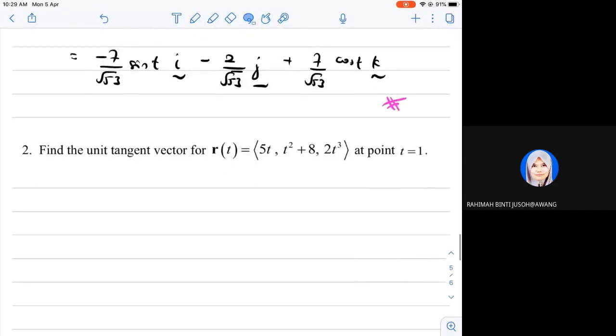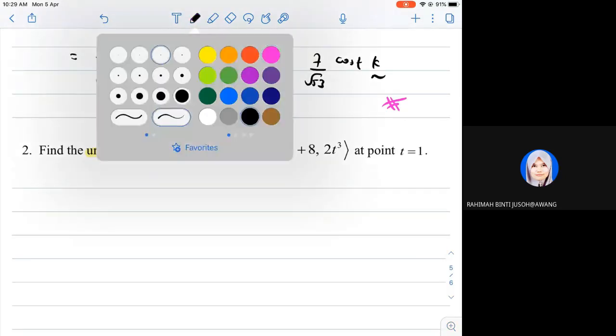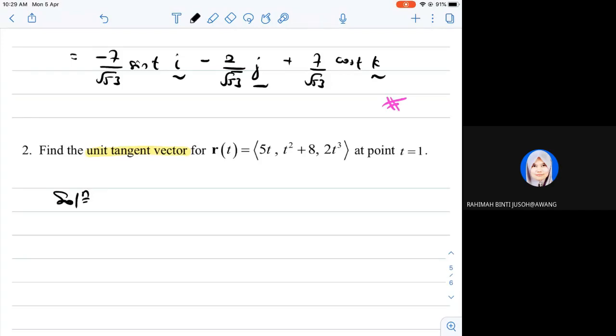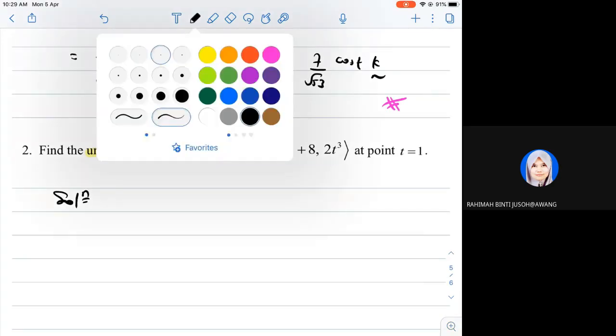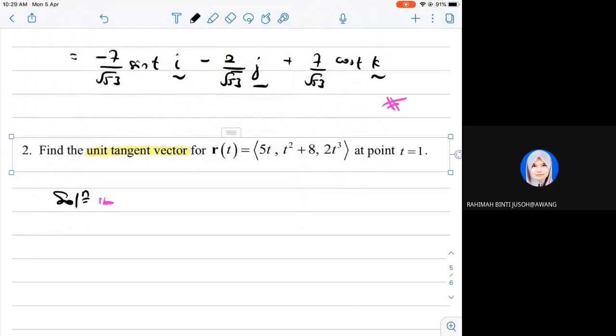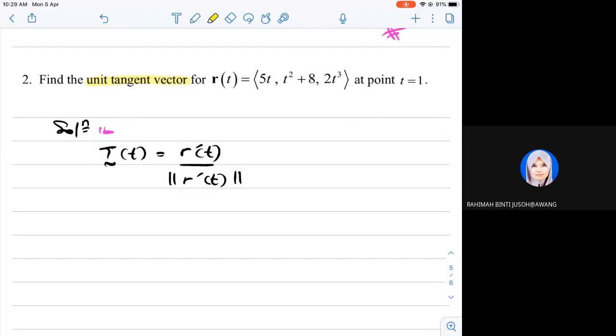Find the unit tangent vector r(t) equals to, okay, just now it was a trigonometric function. Now we have a polynomial function. Unit tangent vector. Later in the test, read carefully what it asks for. Unit tangent vector means that we need to find T, capital T. Okay, so solution. T, the unit tangent vector, is r prime t divided by the magnitude of r prime t.